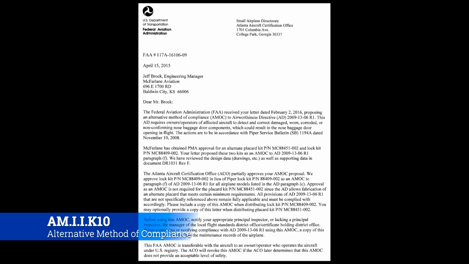That being said, I have not seen these, but in my palette of experience, GA is probably the smallest one, and this is probably where you're most likely going to see this type of activity. But that is an alternative method of compliance for an airworthiness directive, or an AMOC.